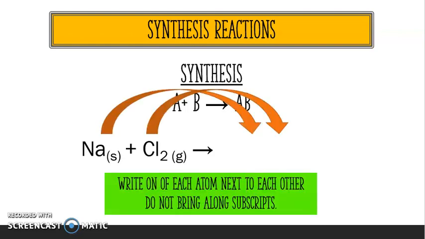First step, we're going to take both of those element symbols, and on the product side, we're going to write them next to each other. Don't bring along any subscripts. The subscripts need to be left behind. We're going to create new ones on the product side. Anytime that you're writing the chemical formula for a new compound, you always start from fresh. So here's the Na and the Cl.